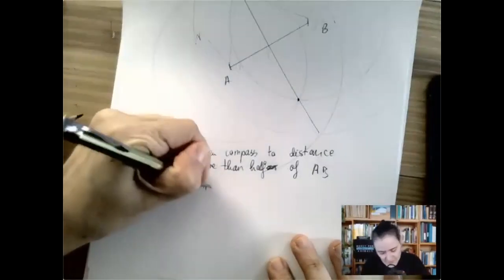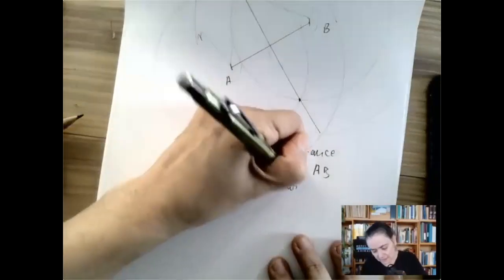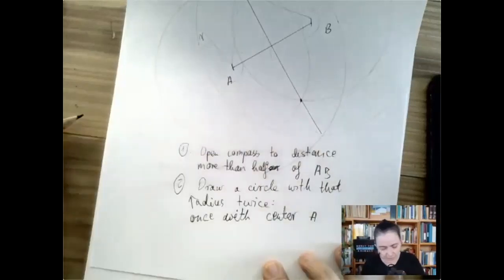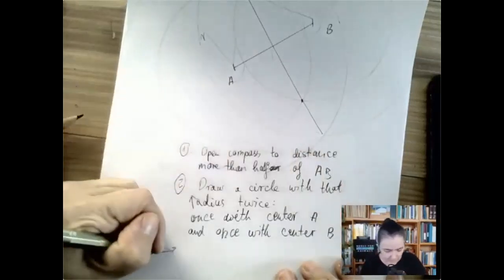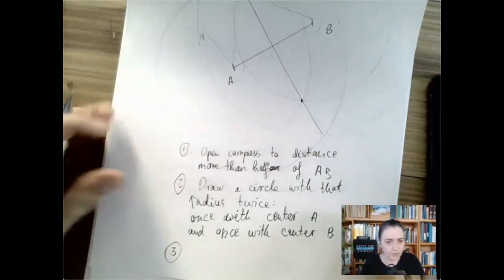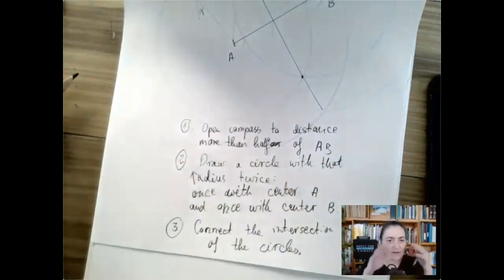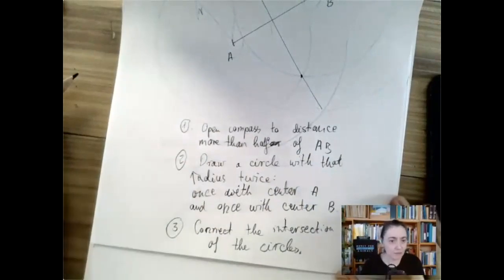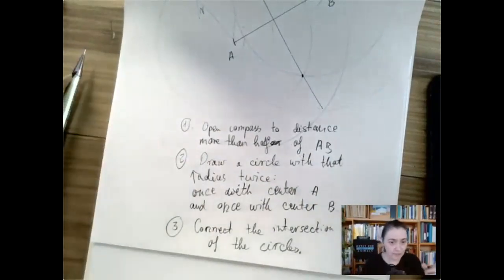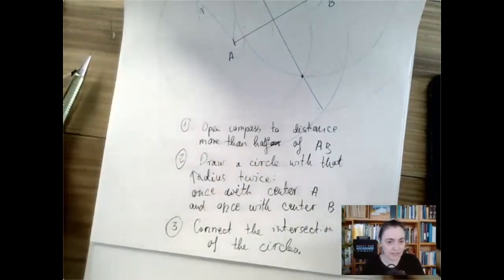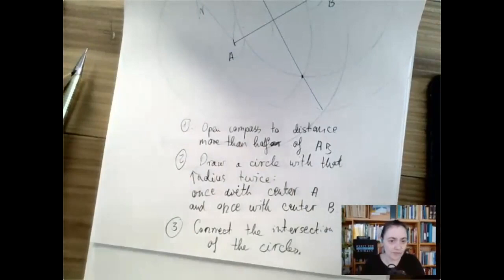Step two, draw a circle with that radius twice, once with center A and once with center B. And then connect the intersection points of the two circles. This is one of the first construction problems. But also, if someone says, here is the straight line, construct a perpendicular line, well, in that infinite line, you can just pick two points and then construct the perpendicular bisector of that line segment, and then forget about those points.